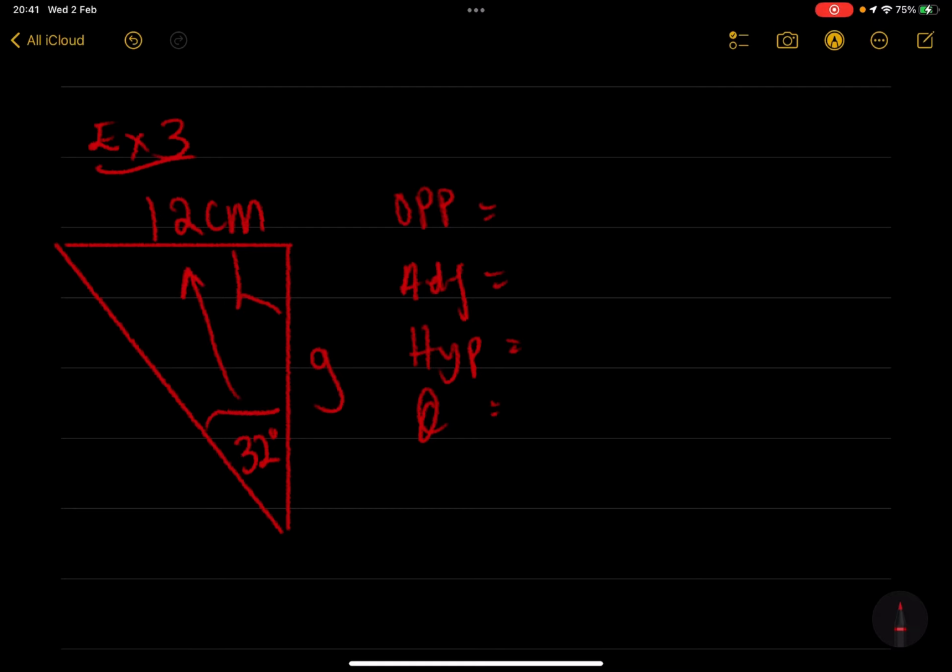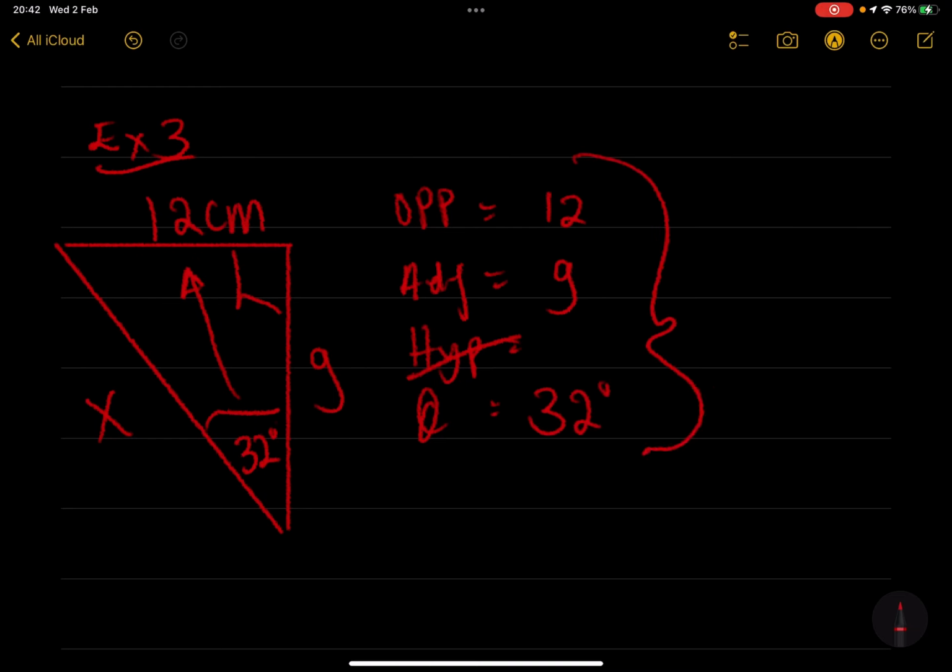32 degrees, so that's your 12. So 12 is opposite your 32. So that's 12 centimeters, or we just leave it as 12 actually. Your adjacent connects your 32 to your right angle, so that's your adjacent side, so that's G. And then you've got a hypotenuse, which we actually don't care about, do we? Because you only need 2 sides to work out your missing side. And then your angle is 32 degrees.